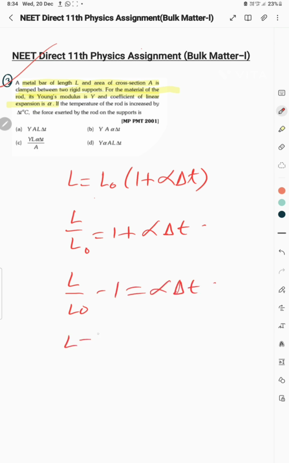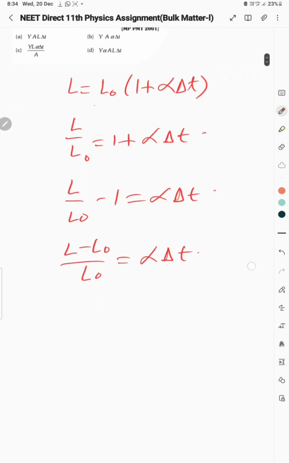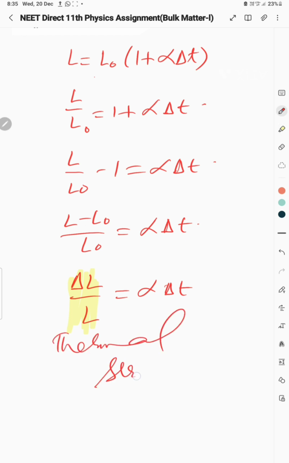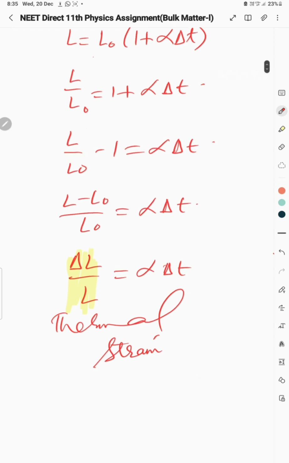See what I get. L minus L naught by L naught is alpha delta T. It is delta L by L as we write in a standard notation. So what is this? This is called thermal strain. This is thermal strain. Alright. And this is equal to alpha delta T.